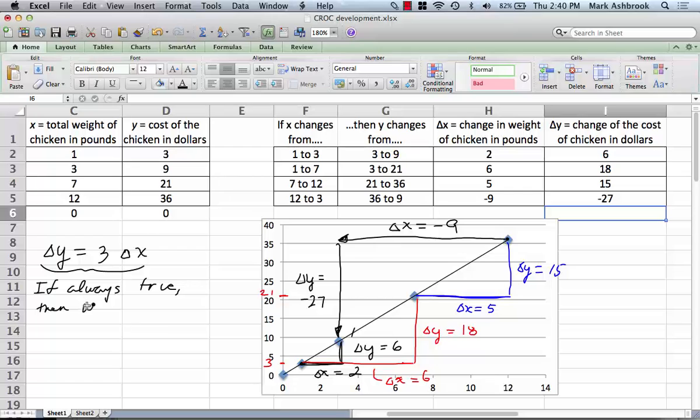then we have what's called constant rate of change. Okay, the days of y equals mx plus b are over. We're going to learn something much more significant.